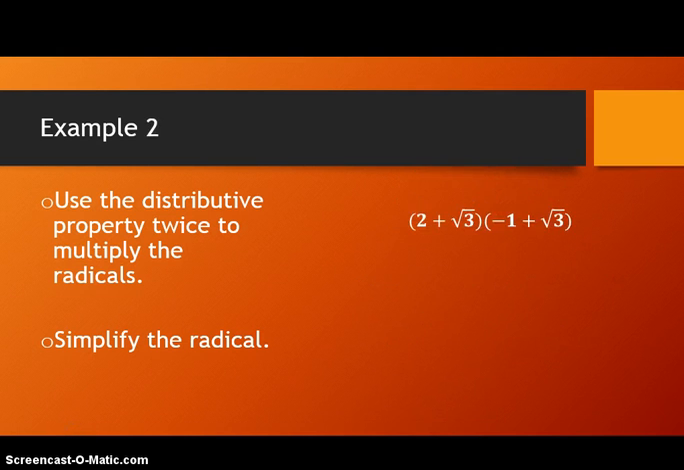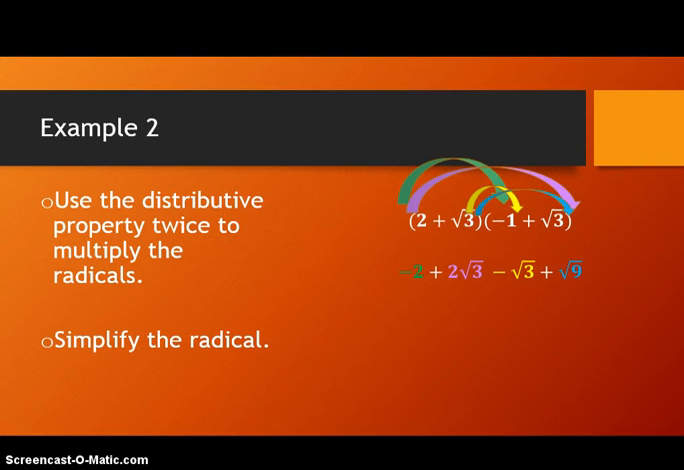For our next example, we're going to add in a negative. So again, we're going to distribute twice. 2 times negative 1 is negative 2. 2 times the square root of 3 is 2 square root of 3. Square root of 3 times negative 1 is negative square root of 3. And square root of 3 times the square root of 3 is the square root of 9.